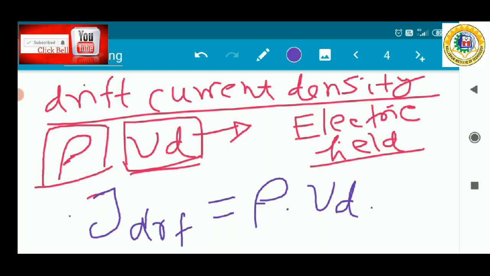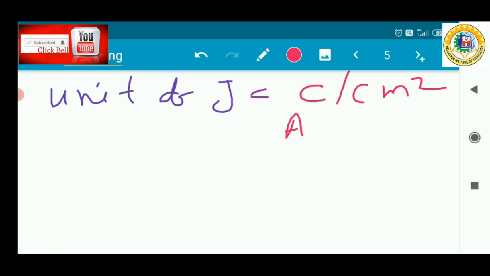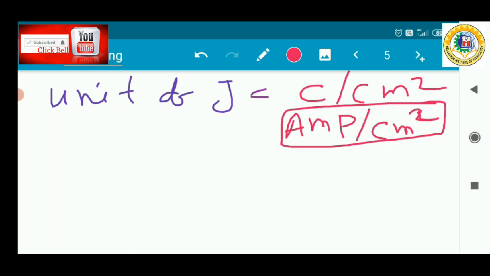Now if we want to know what is the unit of this J, the unit of J is coulomb per centimeter square per second, or you can say ampere per centimeter square. So ampere per centimeter square is the unit of this J, and if the current is denoted by I, that current unit is ampere.